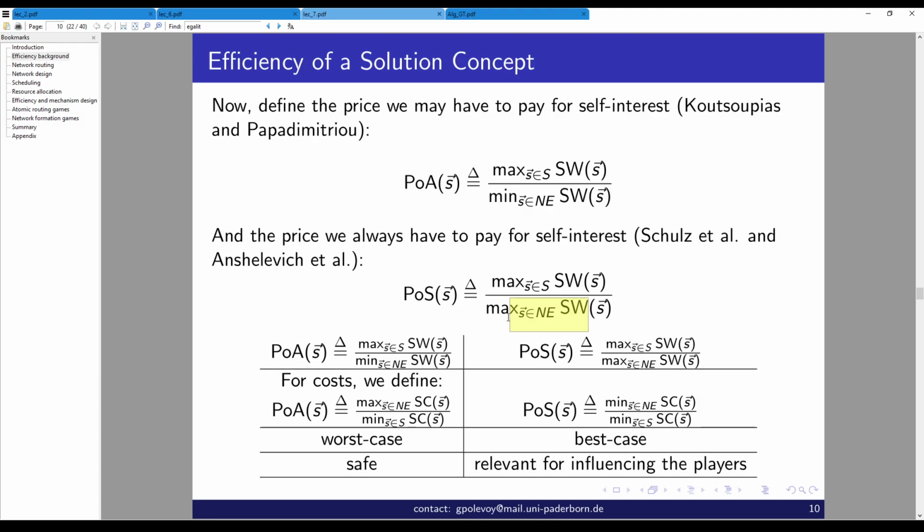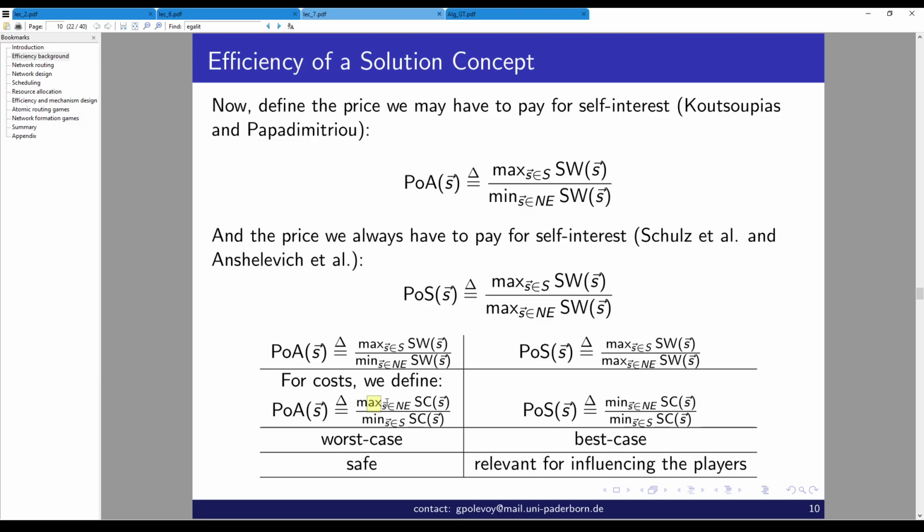So then, how much worse we are relative to the equilibrium is the ratio of the maximum possible social welfare to the equilibrium. How much worse an equilibrium is, is not the ratio of the best possible utility to the equilibrium, but the other way around. We always want price of anarchy and stability to be more than 1. That's the price. How much we lose.